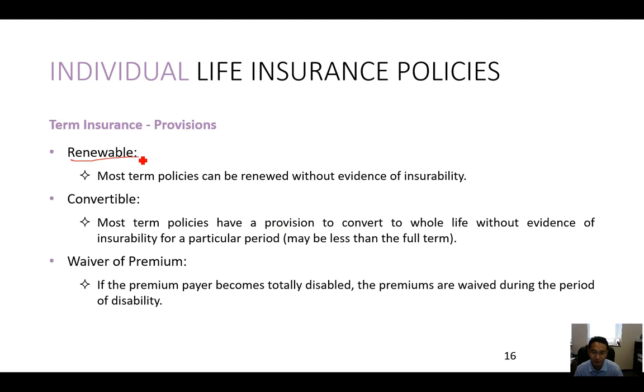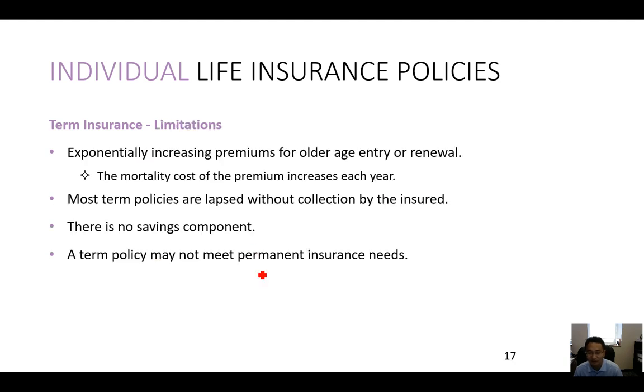Okay, renewable, whether it can be renewed, right? Most can be renewed without evidence of insurability. And it can be converted. Most can have a provision to convert to whole life or cash value life insurance without evidence. And then waiver of premium. If the premium payer becomes totally disabled, the premium is waived during the period of disability. Okay, so this is also very common. So if you have no money to pay, and then if you have this waiver, they will waive it for you.